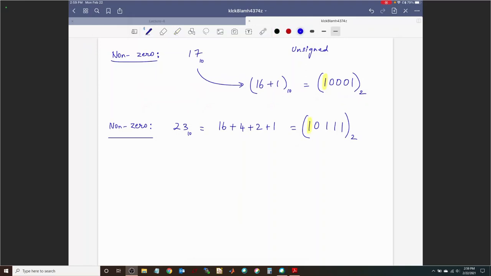Now here is the kicker. Can you guys think of any number which is non-zero, an unsigned number, where the most significant bit is not a 1? You can take any number. Is there any non-zero number with most significant bit other than 1?